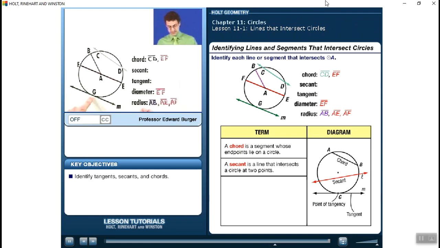In fact, the only secant line is the line CD, not the line segment, but the line. And remember that I denote that with the funny little arrows to mean the whole line chops the circle at 2 points. And finally, the tangent, I guess by the process of elimination, you can guess what the tangent is. It must be the line M.